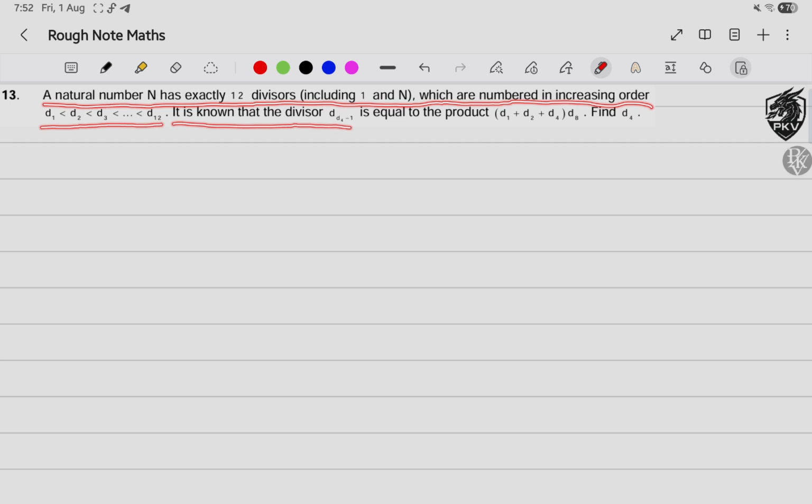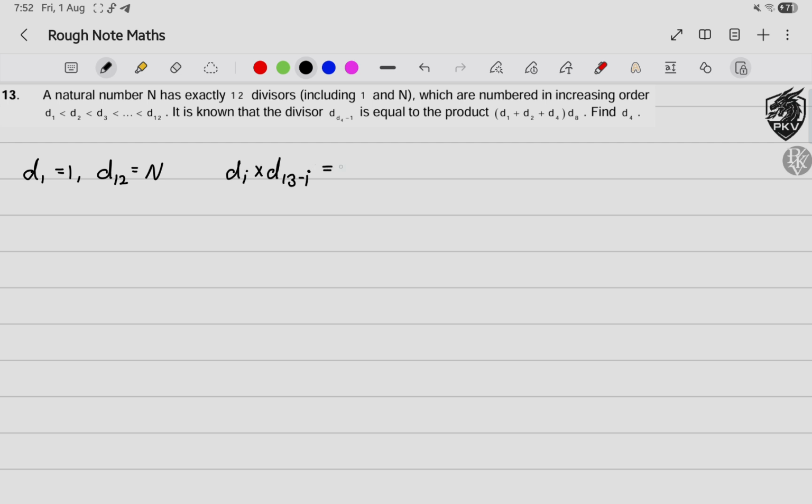It is known that the divisor d4 minus 1 is equal to the product (d1 plus d2 plus d4) whole times d8. Our question is to find d4. So to solve this, we need to know a few things. That is, d1 will be equal to 1 and d12 will be equal to the number n. And we know that di times d(13 minus i) equals n in this case.